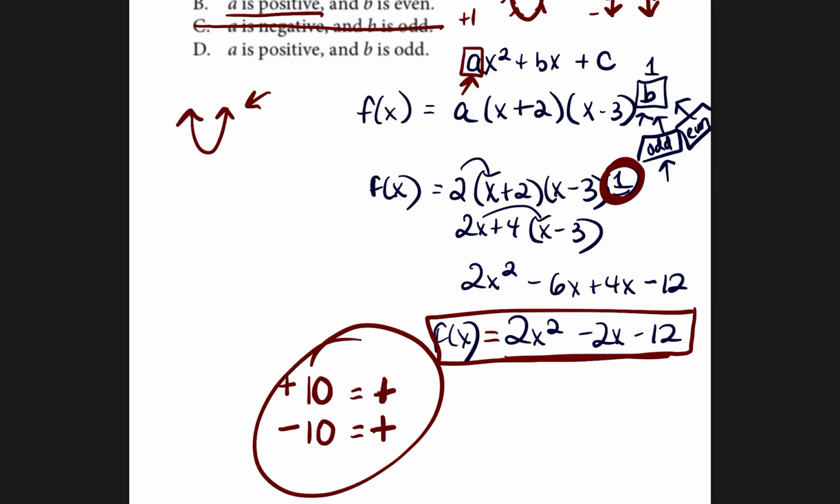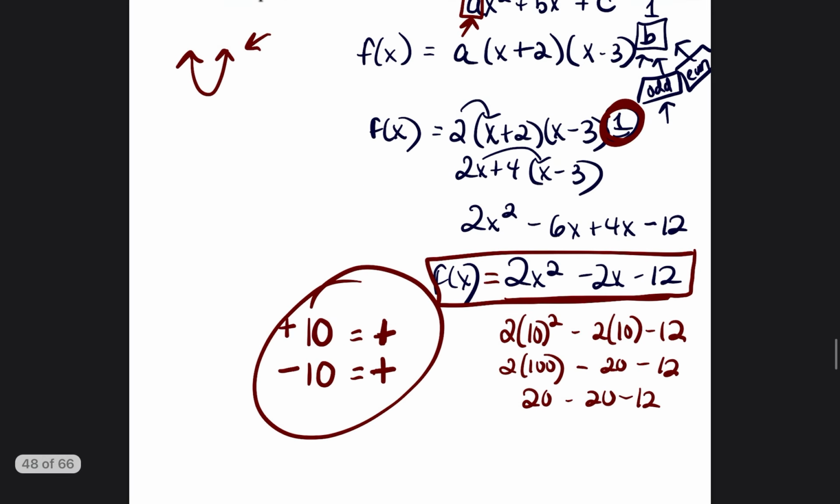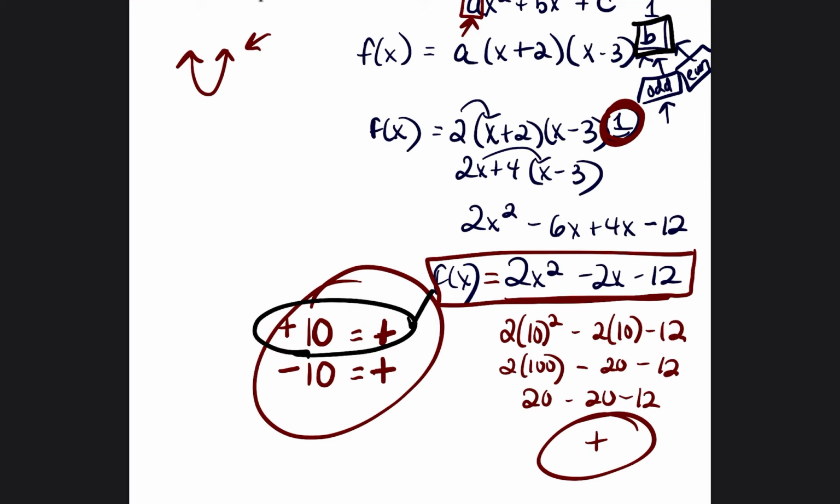So let's go ahead and put in a large positive number. So we're going to put 2, 10 squared minus 2 times 10 minus 12. 10 squared is 100, 2 times 100, minus 20 minus 12, 200 minus 20 minus 12. That is going to be a positive answer. So the first thing proved true. When you put in an odd number for b, when you put in a large positive number for x, you end up with a positive number at the end. So we already got the first thing.